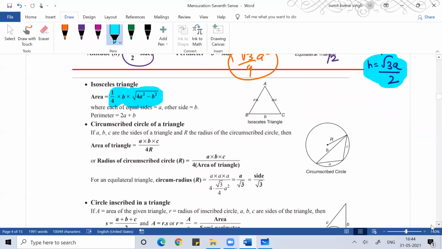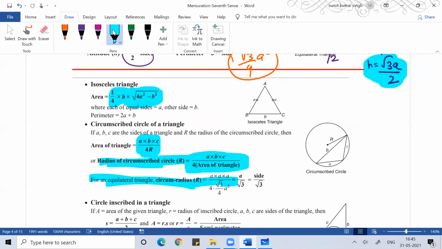This formula we already discussed: ABC by 4R, where capital R is the circumradius and small r is the inradius. So the radius of a circumscribed circle is ABC divided by 4 into the area of the triangle. In the case of an equilateral triangle, the circumradius is equal to this. I can ask you to prove this: can you prove that in the case of an equilateral triangle, capital R is equal to a by root 3?